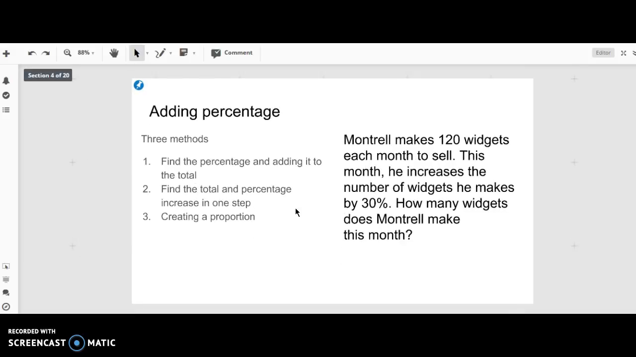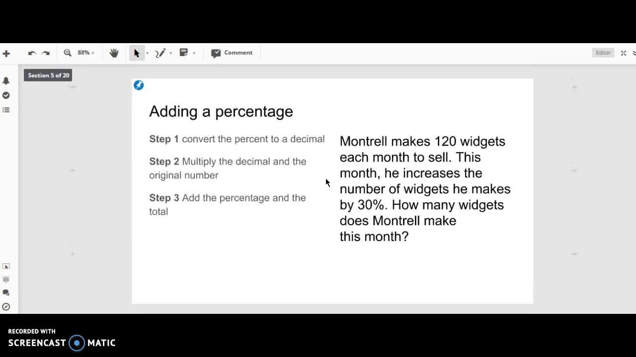Let's take a look at adding percentages. There are 3 methods of adding a percentage. You find the percent and then add it to the total. You can find the total in one step, or you can create a proportion. So look at this problem and we'll solve it 3 times in a row. Montrell makes 120 widgets each month to sell. This month he increases the number of widgets he makes by 30%. How many widgets does Montrell make this month?